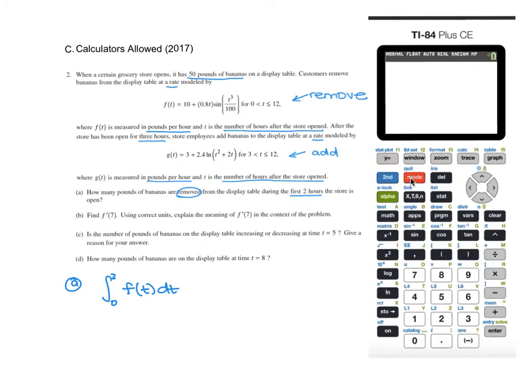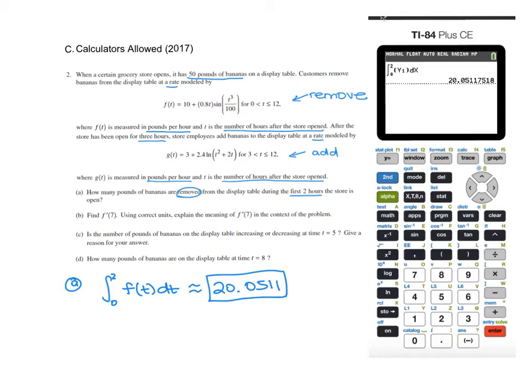So now let's go back to the home screen. So we're taking the antiderivative, so math 9, from 0 to 2, and we put f of t under y sub 1, so that's alpha trace to go to y sub 1, and we're taking the antiderivative in terms of x. So this one will give us approximately equal to 20.0511. So we need at least 3 decimal places. If you give more than 3 decimal places, it's okay, as long as you don't give them less.